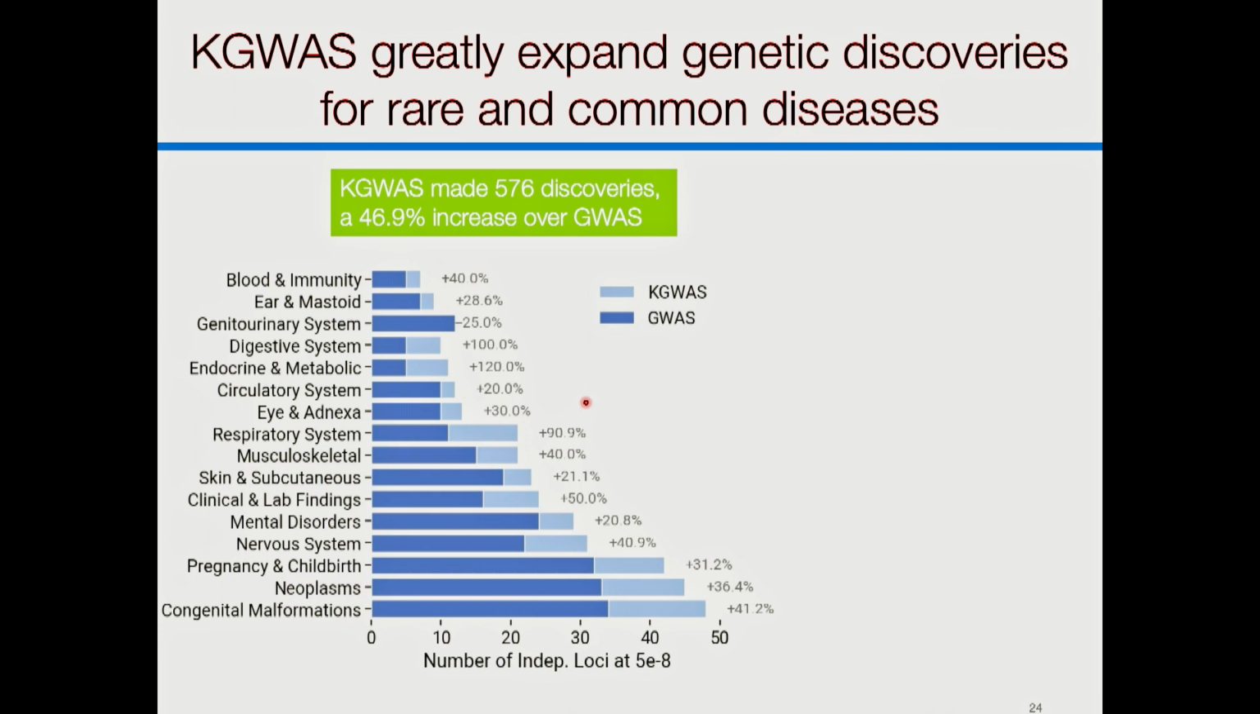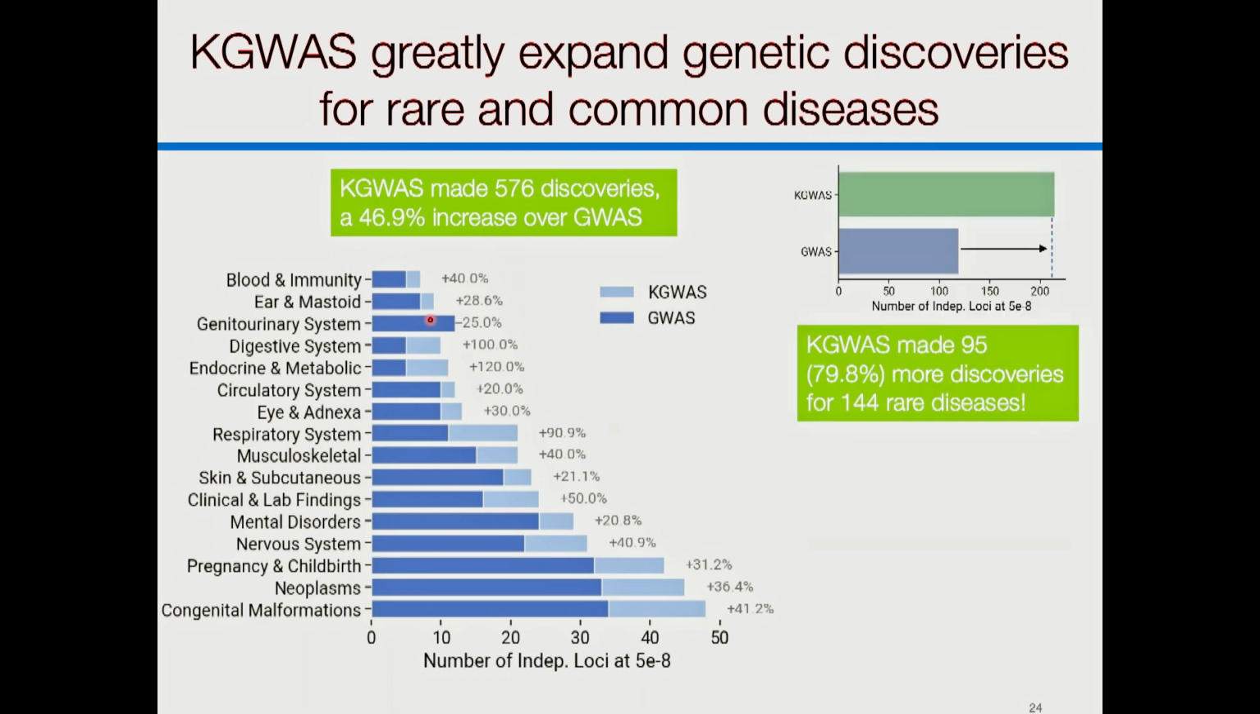Cool. So this is a summary result of our KGWAS applied to this large number of diseases. Overall, we're able to make 576 discoveries, and each of them could be interesting and translate to potentially some drug programs. And this corresponds to a 56% increase over the base GWAS. And you can see that the improvement is consistent across all the disease areas. And notably, we are very excited to see that KGWAS has even more improvement in rare disease. For example, in these 144 rare diseases, KGWAS has 80% more discoveries compared to the average 46% here.